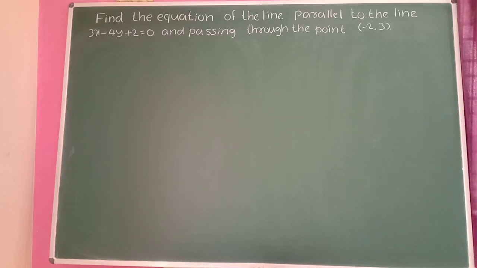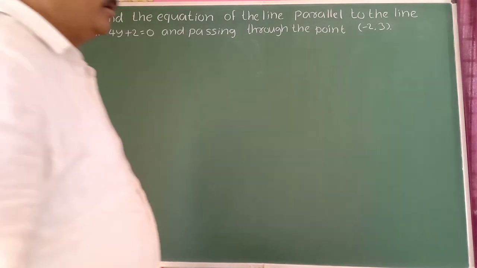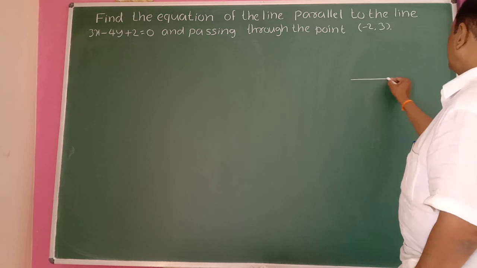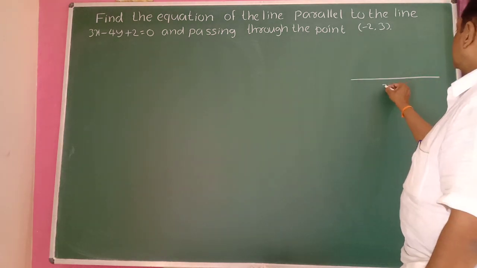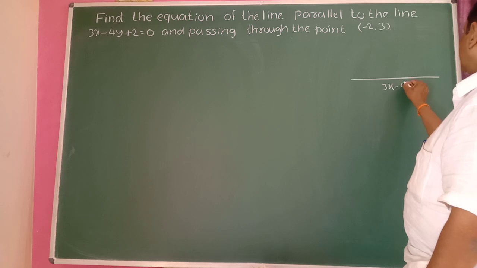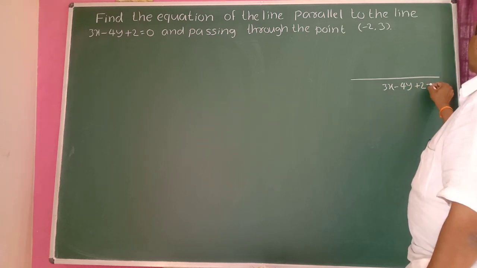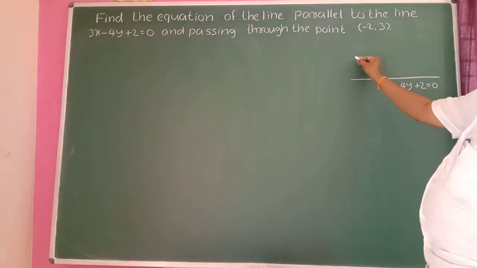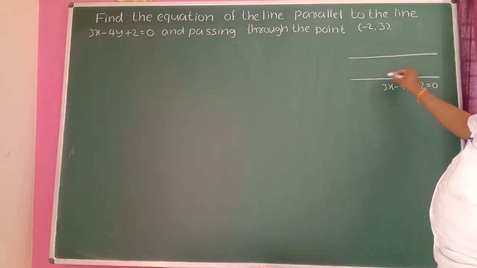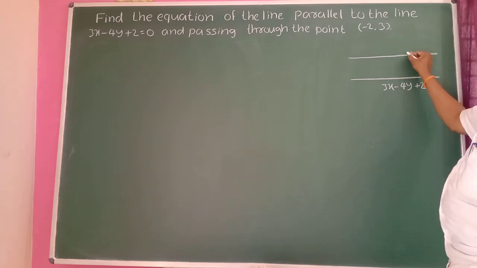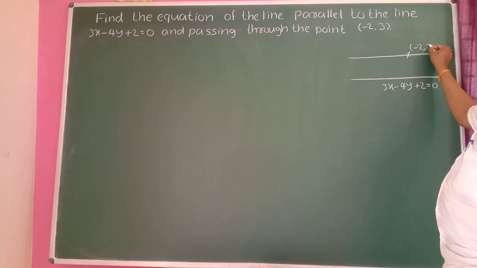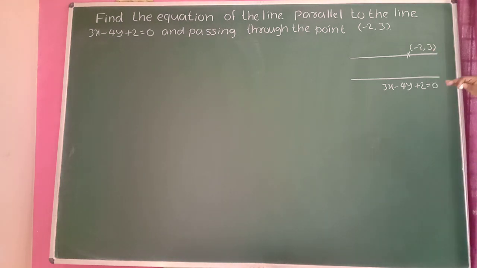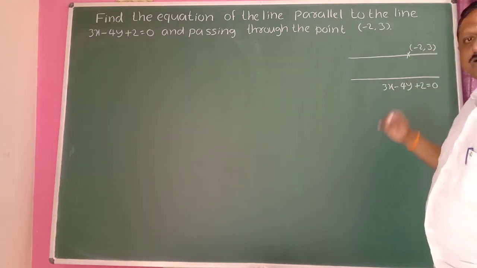Find the equation of the line parallel to the line 3x minus 4y plus 2 is equal to 0 and passing through the point (minus 2, 3). They have already given one line here, whose equation is 3x minus 4y plus 2 is equal to 0. We need to find the line parallel to the given line and passing through the point (minus 2, 3). If lines are parallel, then their slopes are equal.